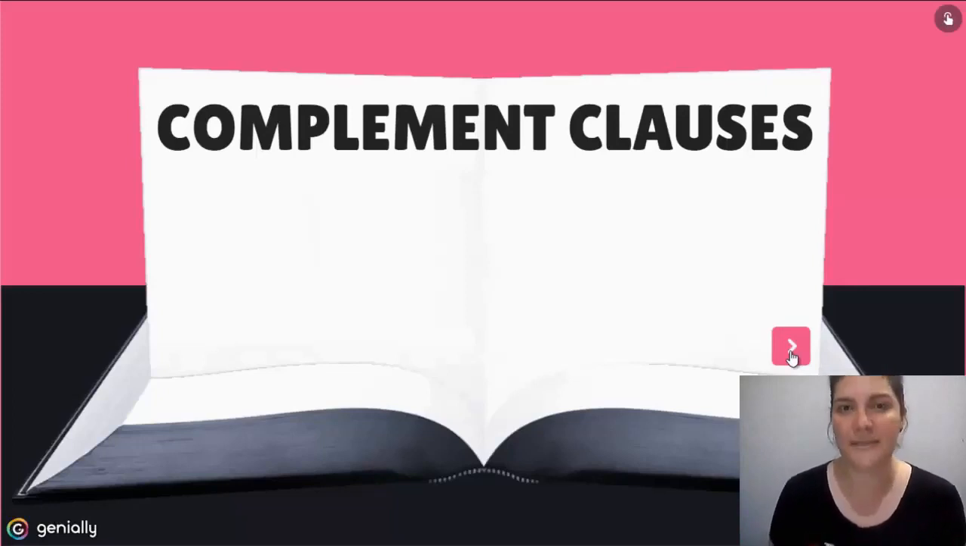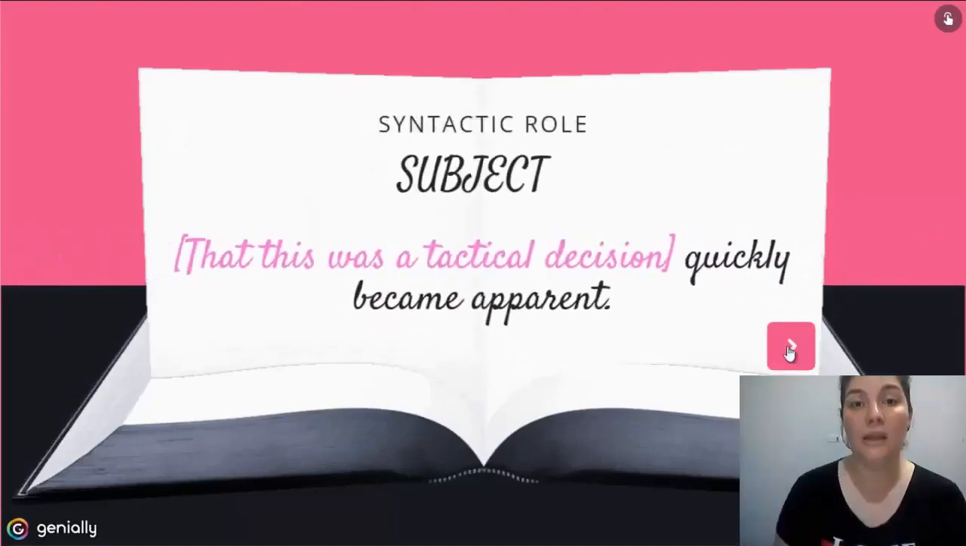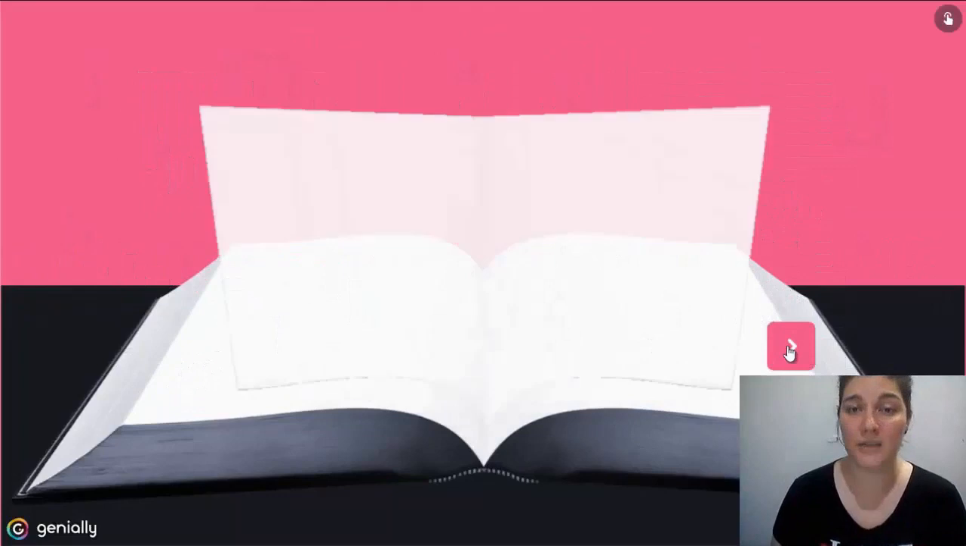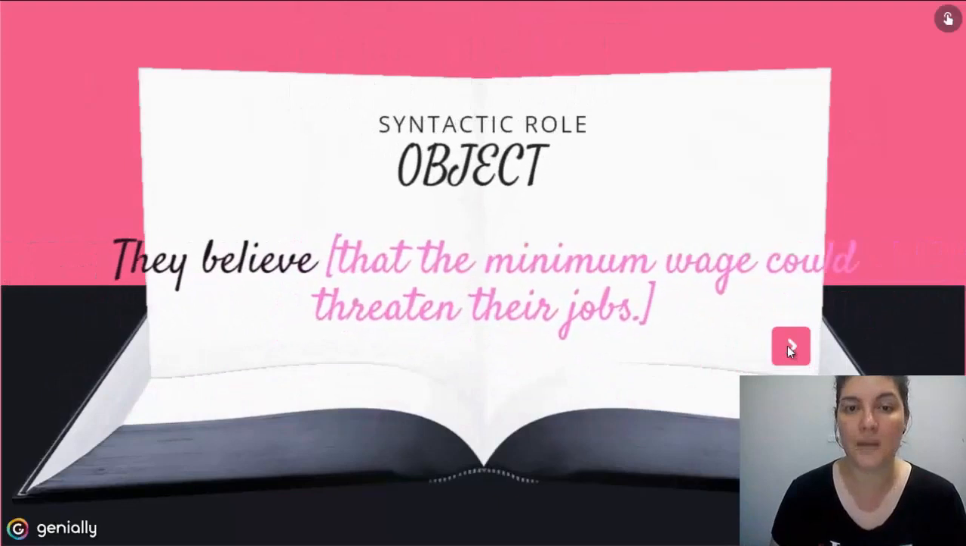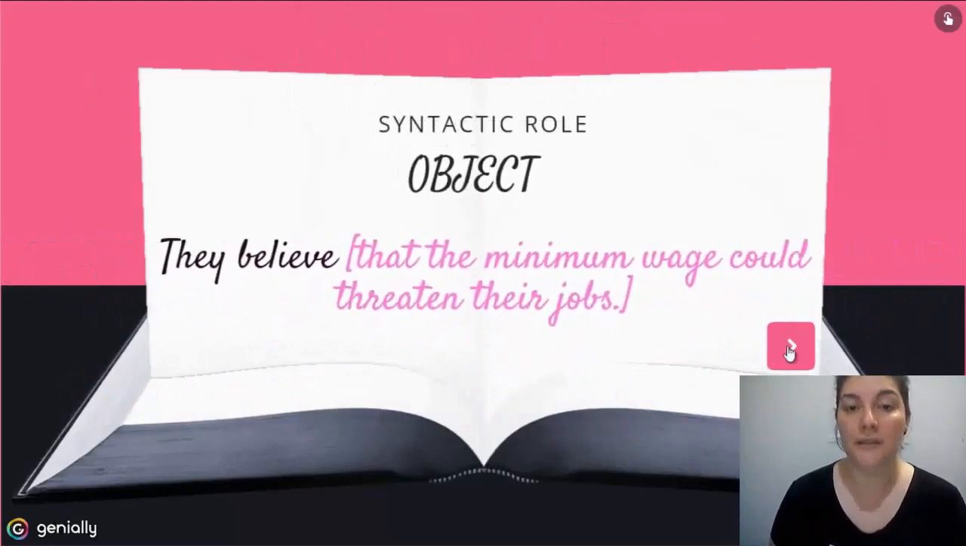Let's see some examples. In this first example, we can see a finite dependent clause which begins with a subordinator of that, being the subject of this clause. It's acting as the subject. The second syntactic role we'll see is the one of the object. In this case, we can see the finite dependent clause placed in the slot of an object. It's placed also after a transitive verb which is believe. Believe what? That the minimum wage would threaten their jobs.